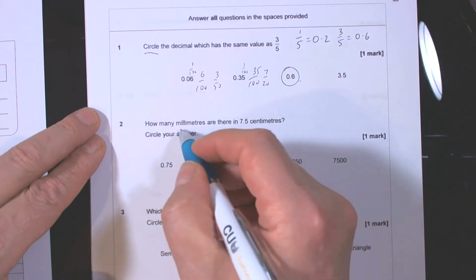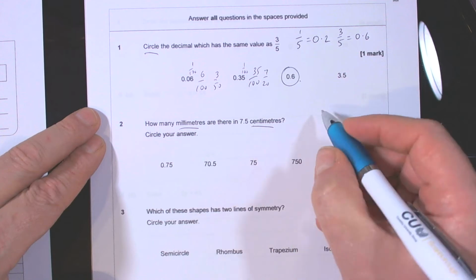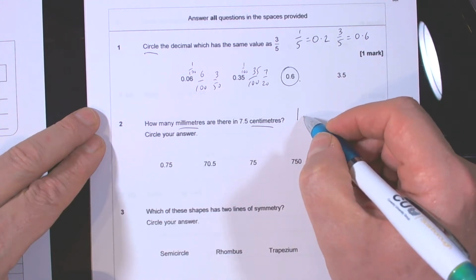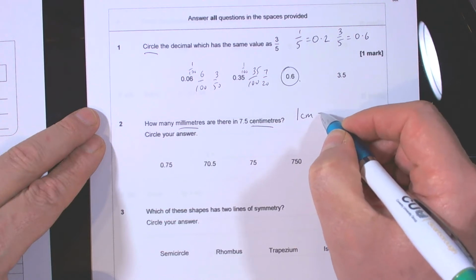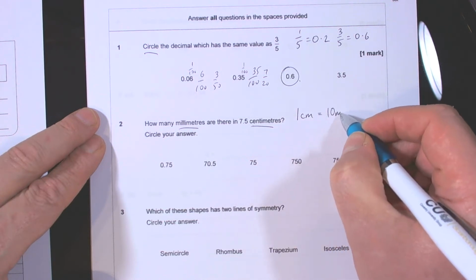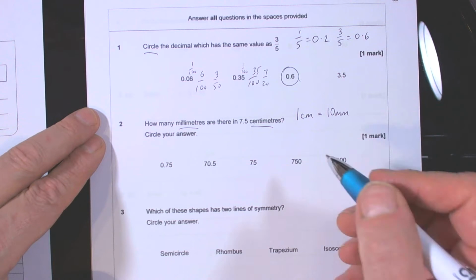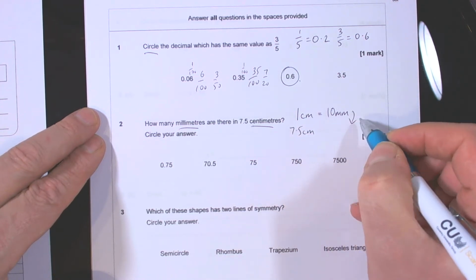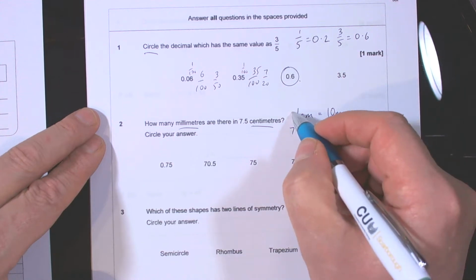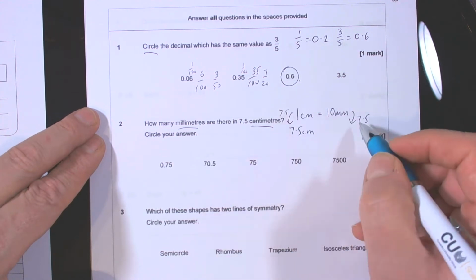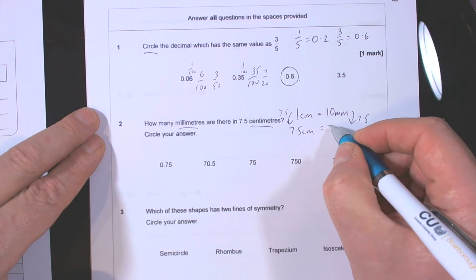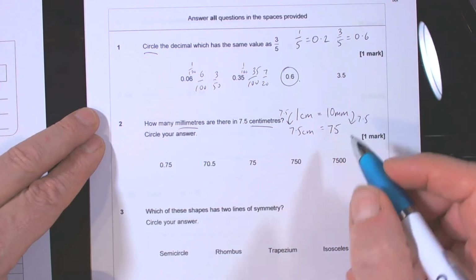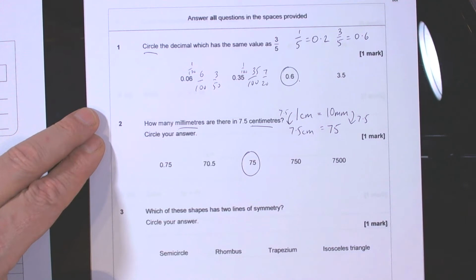How many millimetres in 7.5 centimetres? Again, conversions, you need to know your facts, guys, so we should recognise from our rulers that 1 centimetre is the same as 10 millimetres. So 7.5 centimetres we would times by 10, and 10 times 7.5 is 75. Remember, this is a non-calculator paper, so we have to try and do everything without a calculator. So we can see here that 75 would be the correct answer.